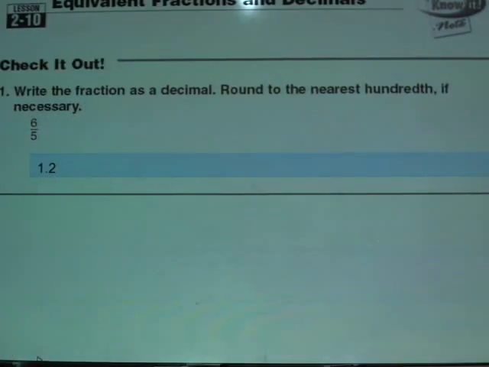All right, so last question here. They're asking me to write the fraction as a decimal, and we're supposed to round to the nearest hundredth if necessary. So again, great calculator problem. You're going to do 6 divided by 5 on that calculator. 6 divided by 5 is 1.2. 6/5 is equivalent to 1.2.